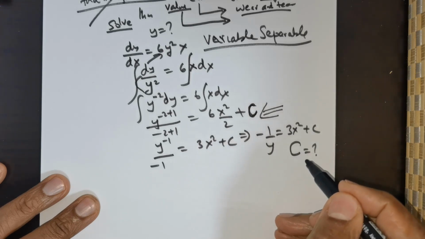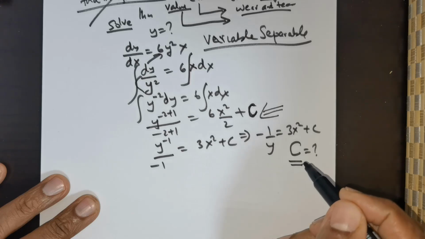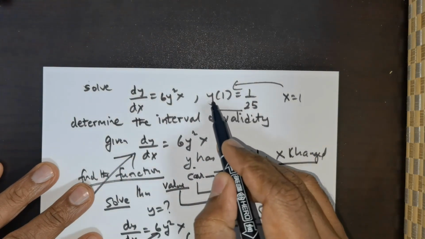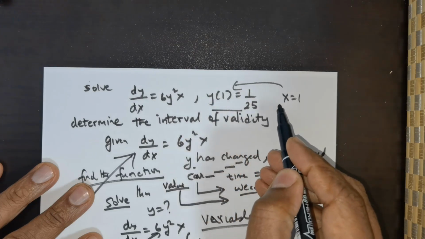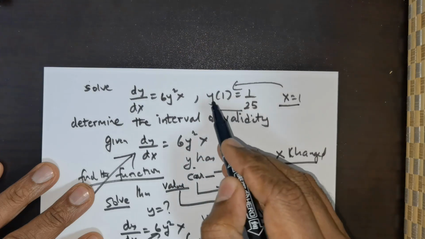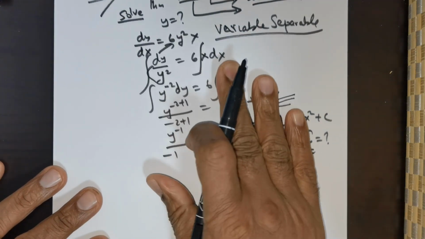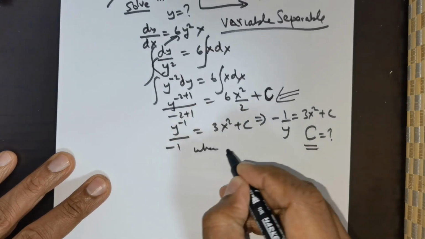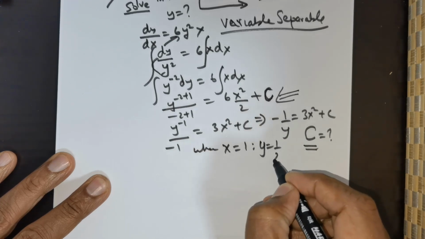So having mentioned that, how am I going to obtain the value of C? For that, go back to the question. The question gives us y of 1 is equal to 1 over 25. So what it means is, when x takes the value 1, the function takes the value 1 over 25. So I'm going to utilize that. When x is equal to 1, the value of y is 1 over 25.